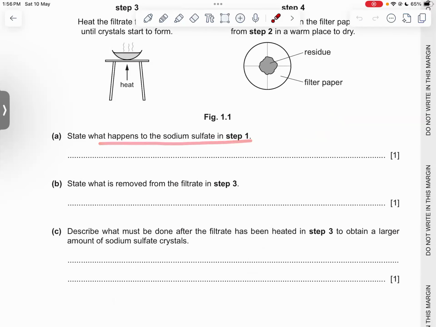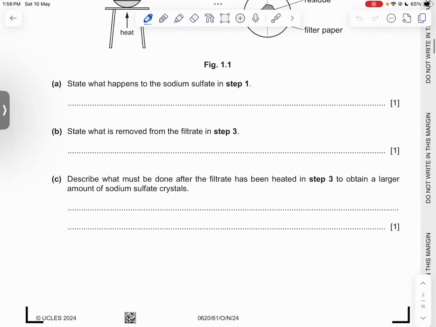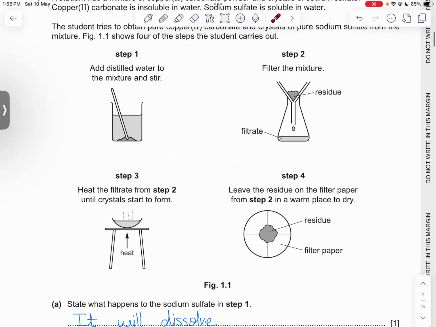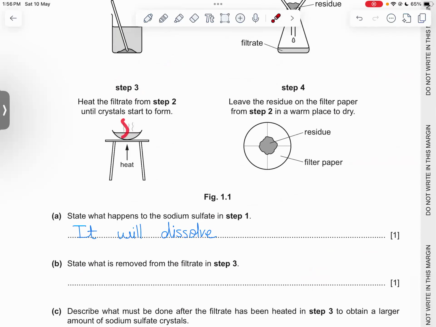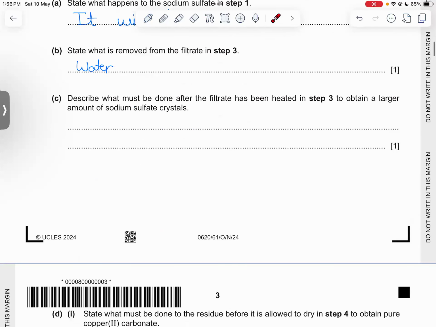State what happens to sodium sulfate in step 1. In step 1, when he adds the mixture to water, sodium sulfate would dissolve, so we will say it will dissolve. Next question. State what is removed from filtrate in step 3. In step 3, what is being removed from filtrate? The water is being removed, right? When we are heating it, we're evaporating water. So we're going to say water is being removed from step 3.